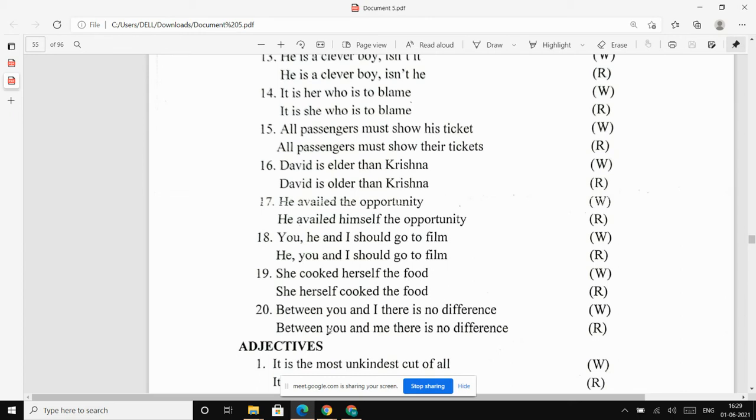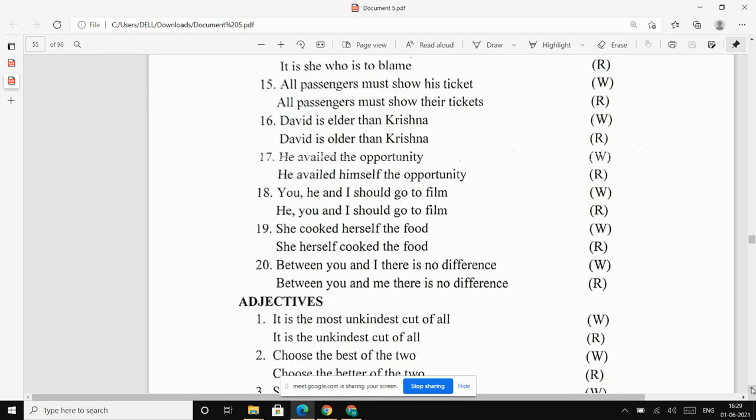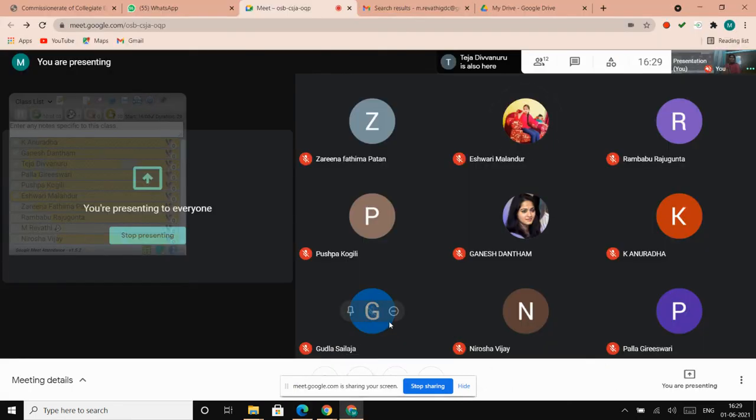So between you and I, there is no difference. So here, while using this, between you and me is the right pronoun, not I. Okay, is it clear? Is it understandable to you?